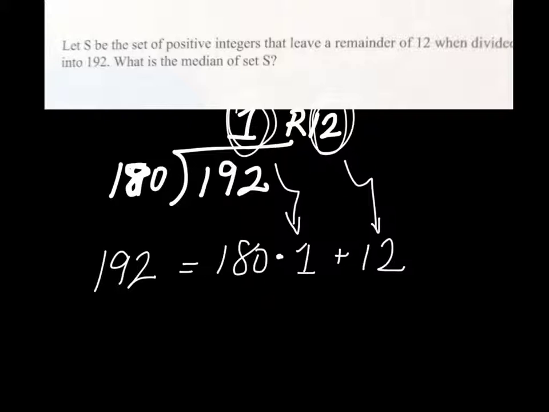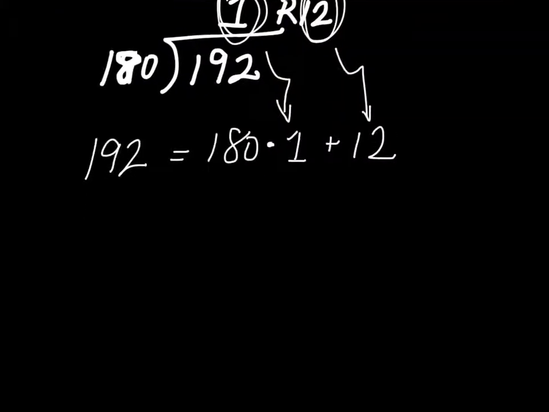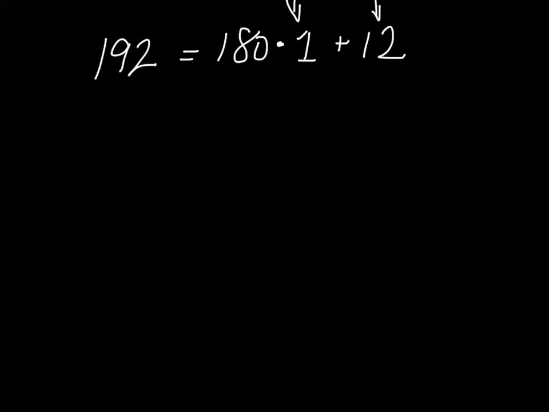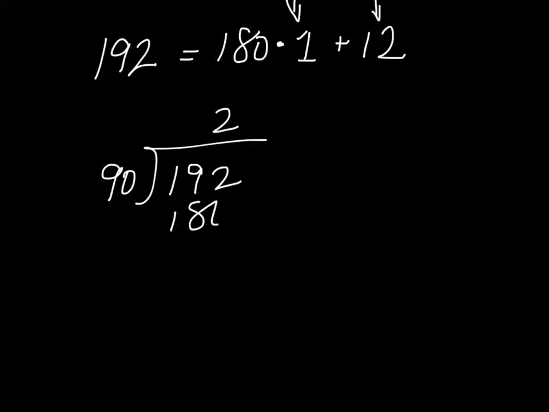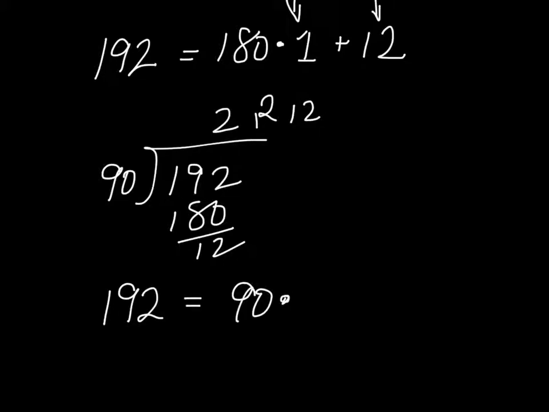I'm going to do another one to illustrate what I'm going to do eventually. Let's say I divide 90 into 192. This goes 2 times with remainder 12. So that means I can write 192 as 90 times 2 plus 12.